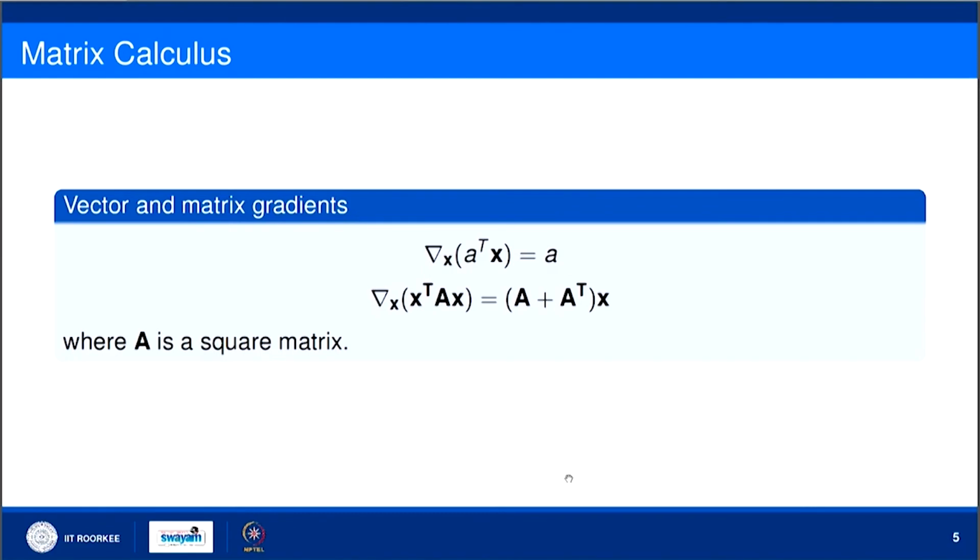Now, let us go to the second result, the gradient of x transpose A x, which is A plus A transpose times x. Let us try to prove this. Before proving it, let us understand what x transpose A x is. For this, let us take a simple example. Let A simply be 1 minus 1 0 2. Okay. So, what is x transpose A x?